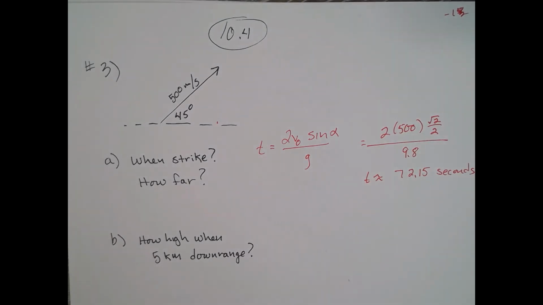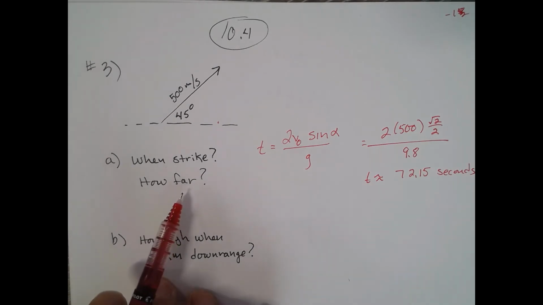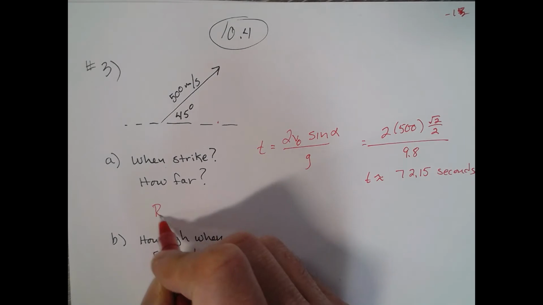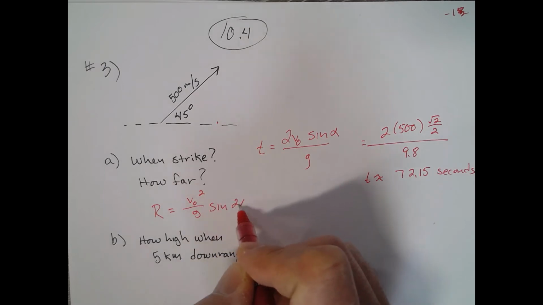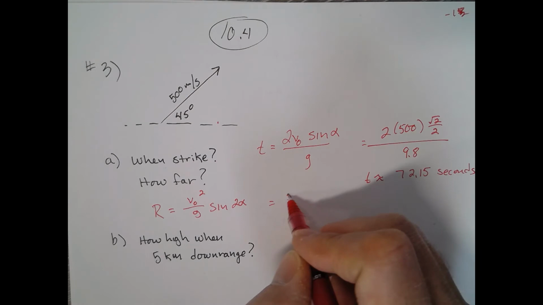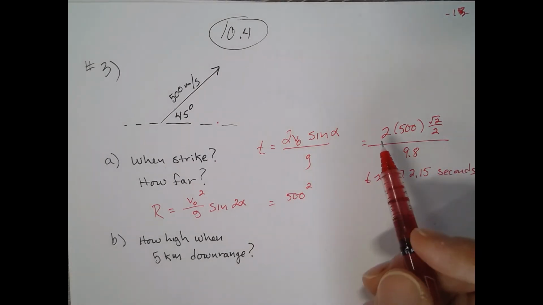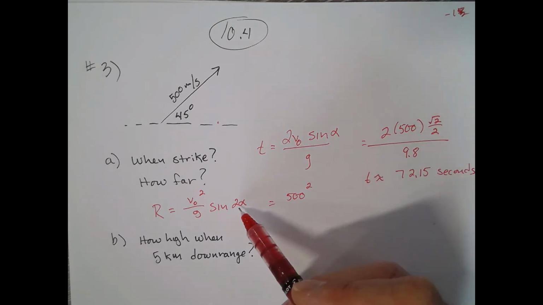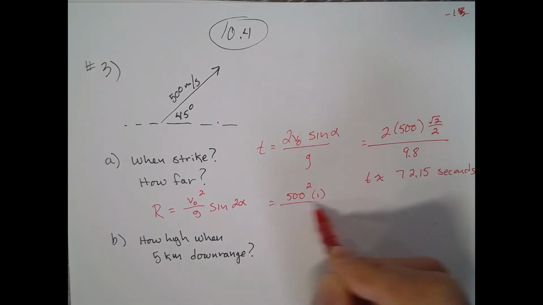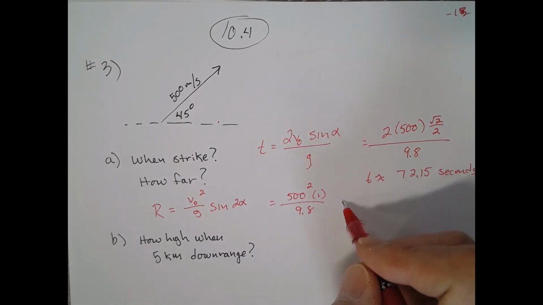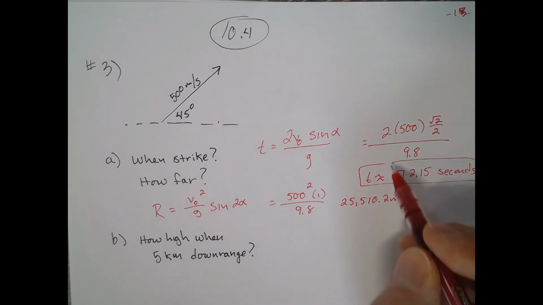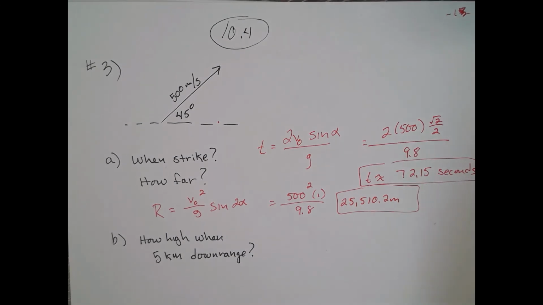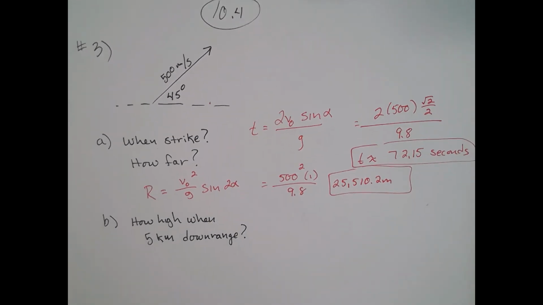Alright, so how far, we have another formula, the range formula. So the range is equal to the speed squared over gravity times the sine of 2 times the angle. So our range is 500 squared times the sine of 90, because it's 2 times theta. Sine of 90 is just 1, over gravity, which is still 9.8. So do all of that, we get 25,510.2 meters. Alright, so that's just plugging in the formula. Again, you could do it without the formula, but it's a little bit easier if you have the formulas.